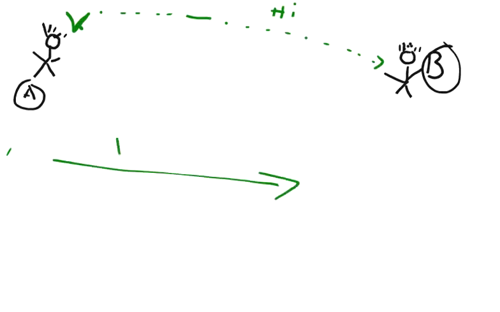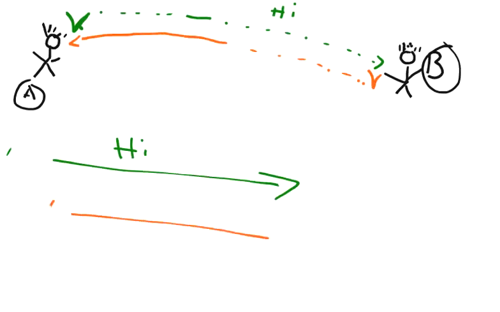So person A puts a message on the leg of the pigeon and sends it to person B. Let's suppose that message is hi. Person B, if person B understands the message, then he puts the message on the pigeon, and the pigeon flies back with the message hello.